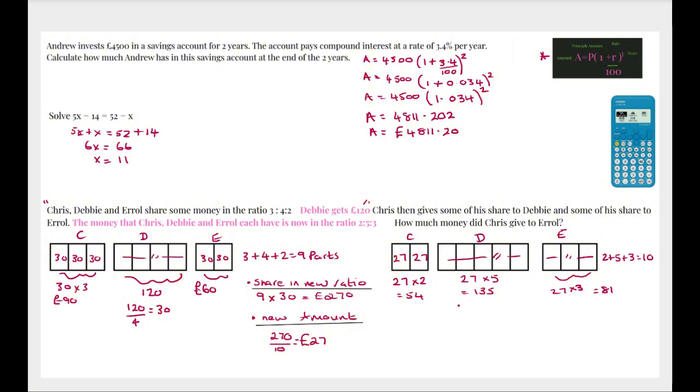So how much money did Chris give to Errol? Well, Errol had £60. Let's just pop that there. So Errol had £60. And he now has 81. So all we're going to do is what he's got now, subtract what he had, and the answer is £21.